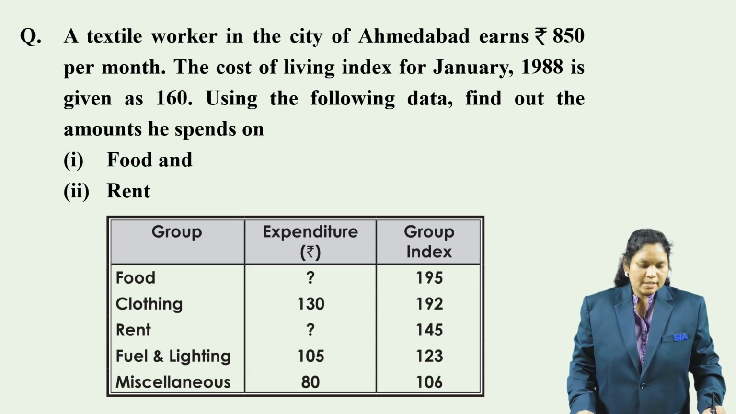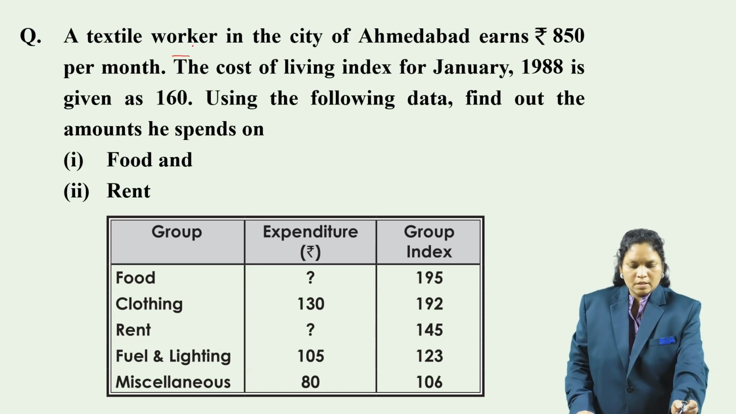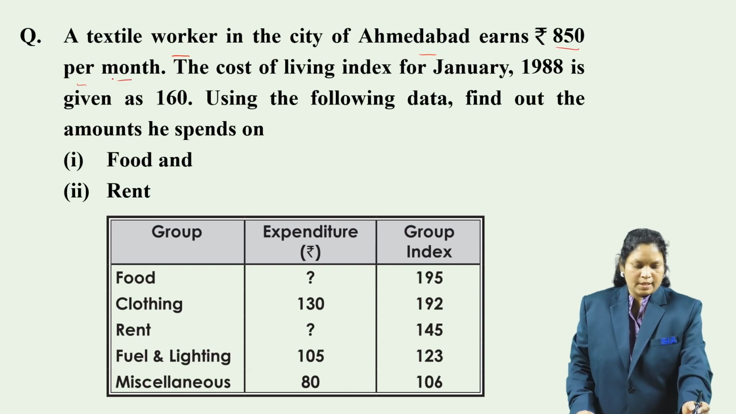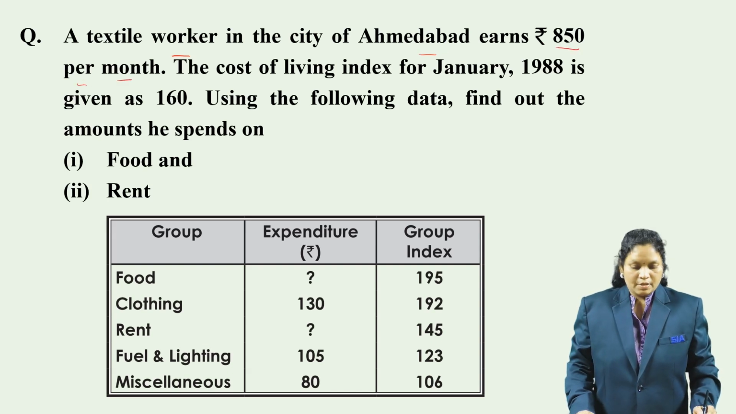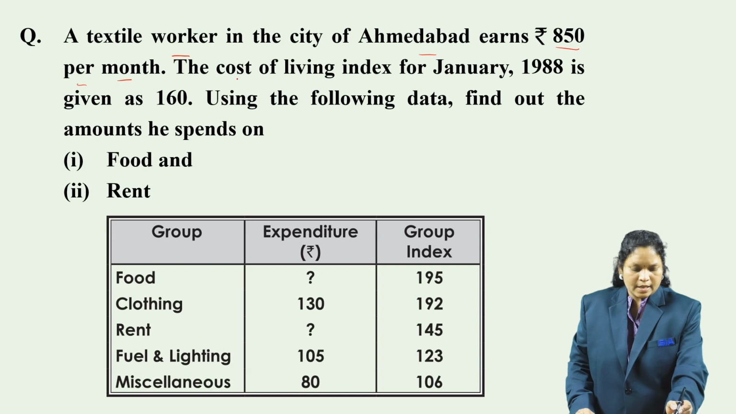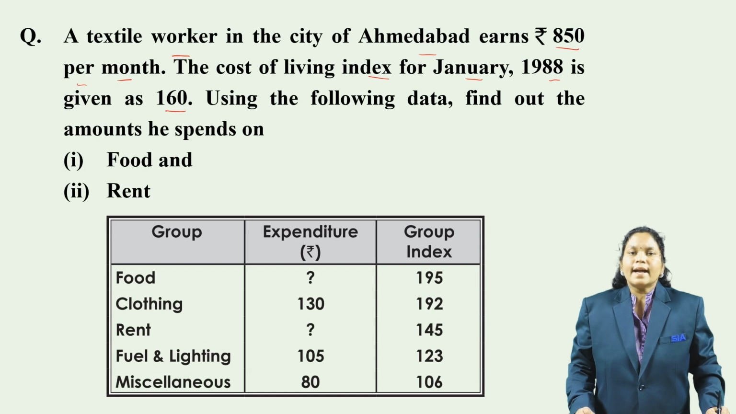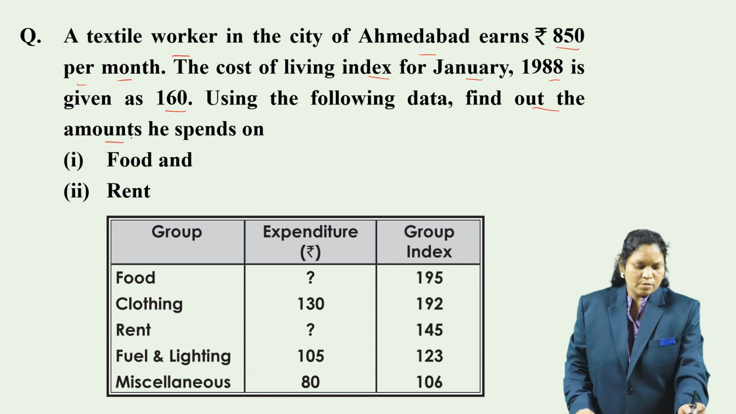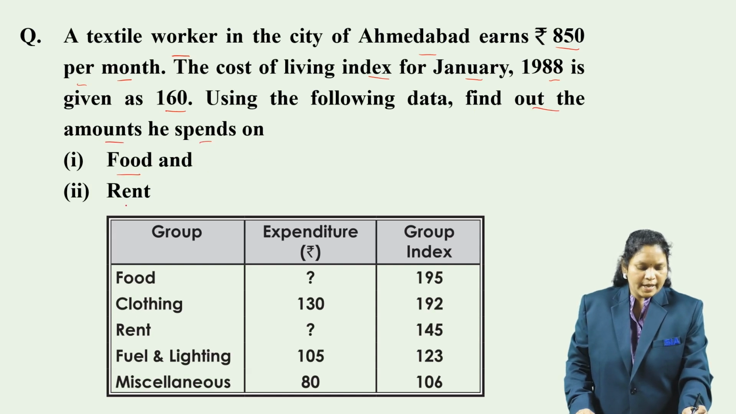Check it out. A textile worker in the city of Ahmedabad earns 850 per month. So some data they have given, earnings they have given. Then the cost of living index for January 1988 is given as 160. So some other data also they have given, the CLI value. Using the following data, find out the amounts he spends on food and rent.